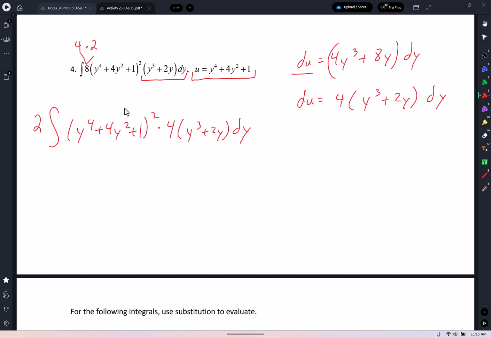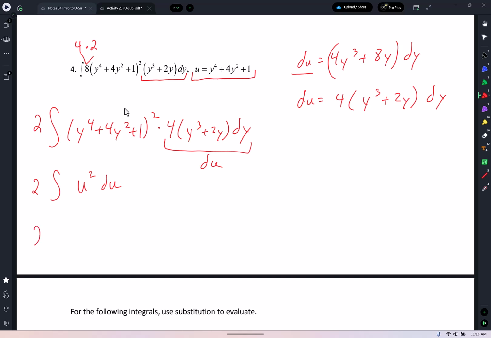Okay, anyway. That 4 parentheses y cubed plus 2y dy, that is just what? du. So I can just substitute it, and that y to the 4th plus 4y squared plus 1, all that squared is just u squared du. Do you guys see what I just did there? Let me know, guys, because I can't read minds. Are we okay with that? See, all this right here, this is all du. Put the du at the end because it's known as the end of your integrand.